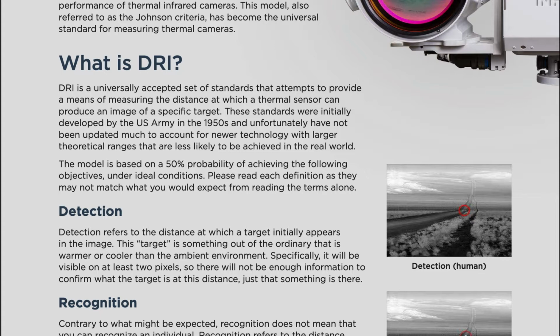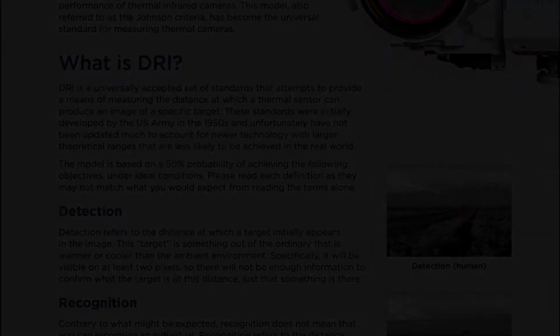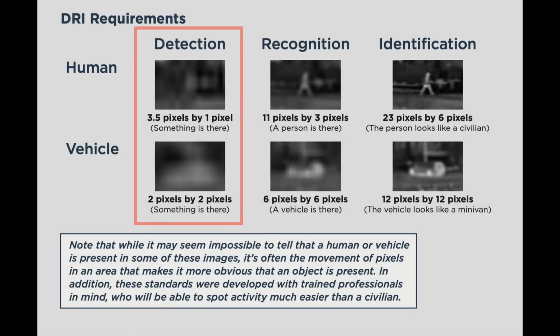The model is based on a 50% probability of achieving the following objectives under ideal conditions. Please read each definition, as they may not match what you would expect from reading the terms alone. So, thermal detection. I add the word thermal in order to differentiate from visual detection. Thermal detection refers to the distance at which a target initially appears in the image.